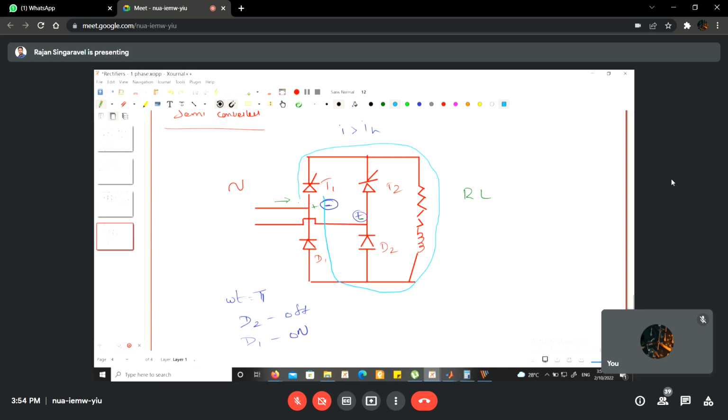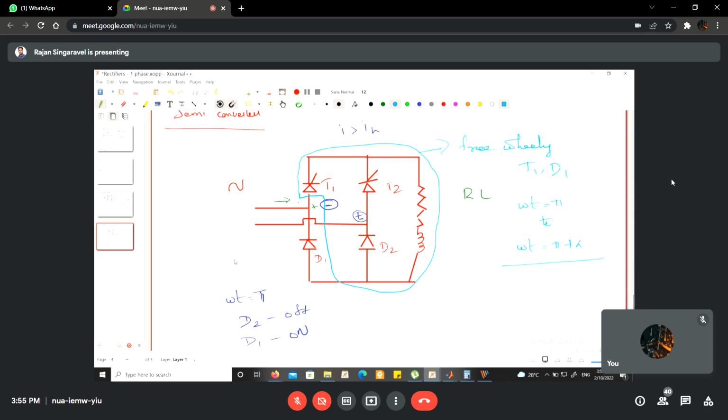It is flowing like this. It is freewheeling. Now it is freewheeling. It is not the supply current. It is freewheeling through T1 and D1 during the interval between omega t is equal to pi to omega t is equal to pi plus alpha. During this interval, the current is freewheeling through T1 and D1.